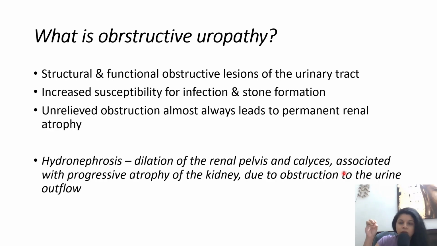The kidney's pelvic calyceal system expands with urine, so there is dilatation of the renal pelvis and calyces with only urine or some fluid. It is called hydronephrosis. It is associated with progressive atrophy of the kidney due to obstruction of urine outflow. Because of obstruction, the pelvic calyceal system keeps growing as urine accumulates. At last, the whole kidney will be filled with only urine, and the parenchyma will reduce to very little. That is why the kidney will get atrophied.